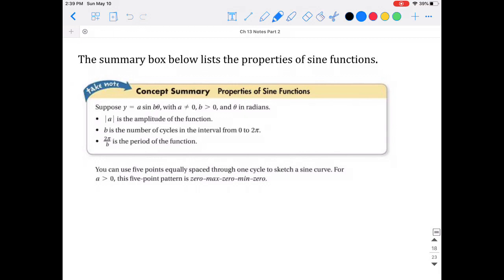So here's a summary box that lists all the properties of sine functions. We can always figure out our amplitude and our period by looking at the graph, but these make it a little bit easier to figure everything out just by looking at our equation. So suppose you have an equation y equals a sine of b theta, with a not equal to 0, b greater than 0, and theta in radians. The absolute value of a is the amplitude of the function. So if we have our function y equals a sine of b theta, a is the amplitude, the absolute value of a, so it's always going to be positive.